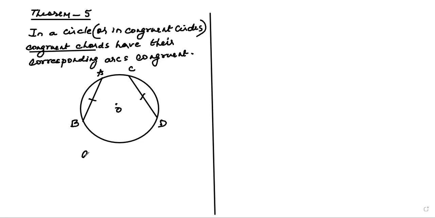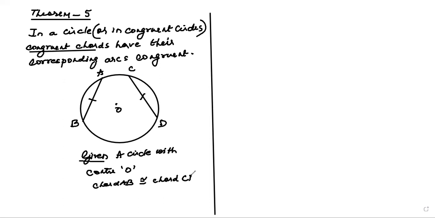So what is given is, please have a look here, a circle with center O. And what else is given? Chord AB congruent chord CD. Now, what do you want to prove? You want to prove arc AB congruent arc CD.